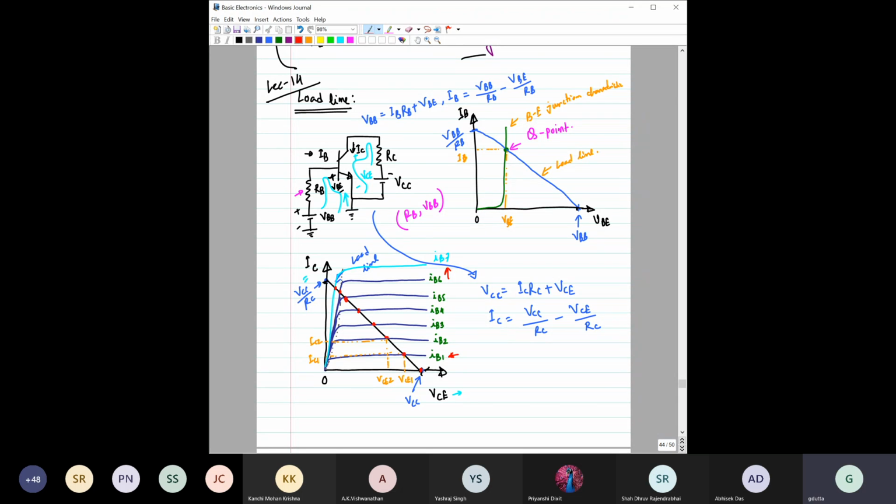I hope this part is clear to you. This is similar to the PN junction diode load line. This is for DC analysis, and this is called the DC load line. We will have something called AC load line as well, that we will discuss during the AC analysis. But this is only for the DC one. Here you can see no AC source is present, everything is DC.